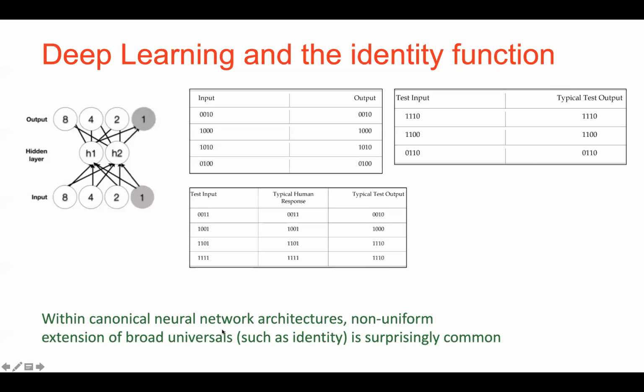So within canonical neural network architectures, non-uniform extension of broad universes such as identity is surprisingly common. This is a network to do identity. That is, the output is identical to the input. And a neural network struggles with a simple concept like that because it is going through a certain architecture. If you, of course, keep on increasing your data set, it'll get it more and more right. But on a small number like this, it is not able to capture the essence of what's going on here.